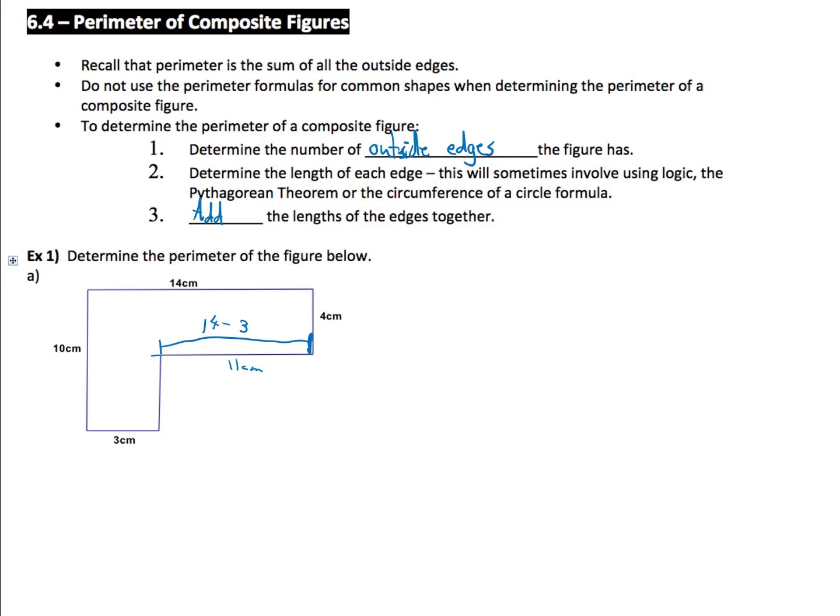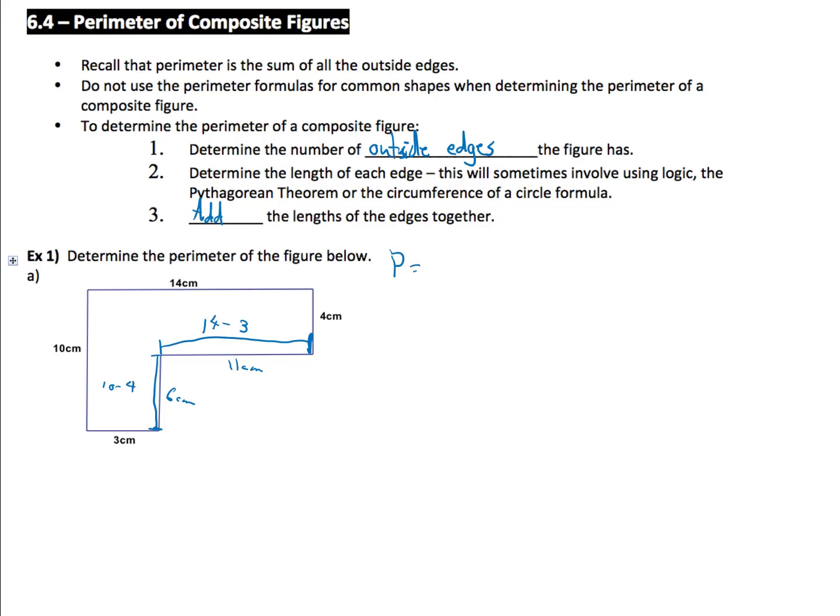Then we're going to determine this length here. Now, in order to do that, we know our outer length, or our larger length here, is 10 centimeters right here. And then our smaller length to subtract from it is 4 centimeters. So this is really going to be 10 subtract 4, which is just 6 centimeters. Okay, so now we have all the sides determined. We can actually add them up.